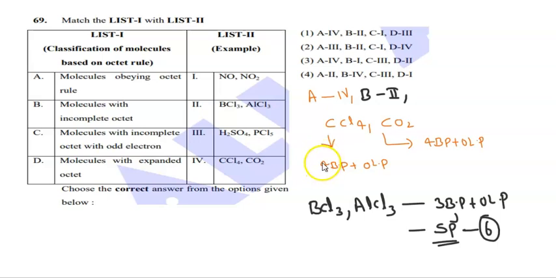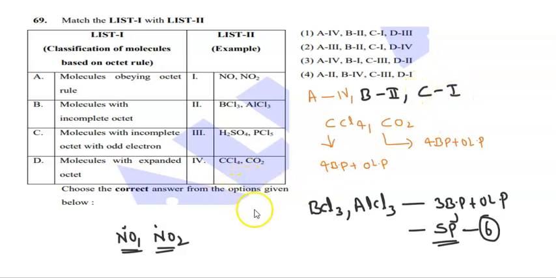Molecules with the incomplete octet and odd electrons. If I am going to take NO, nitric oxide, and NO2, nitrogen dioxide, both are having odd electrons and also having incomplete octet. So the correct option for C is 1.